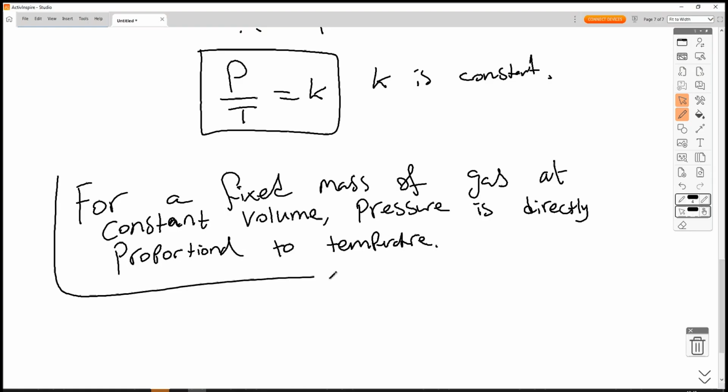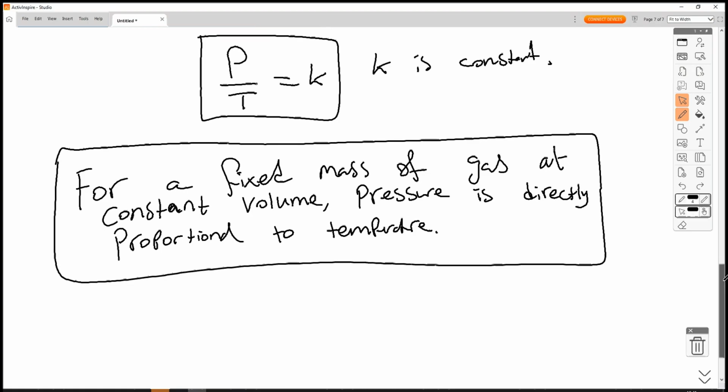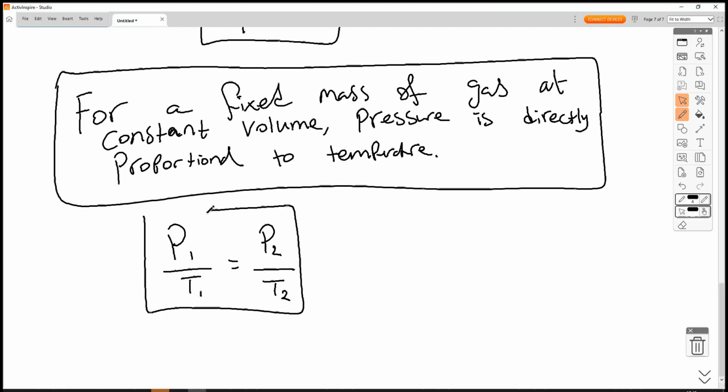Put a box around that. So if P over T is a constant value, that means the initial values of P over T is equal to the final values of P over T, because it's a constant. So that means that P1 over T1 equals P2 over T2. And the conditions are that we have a fixed volume.